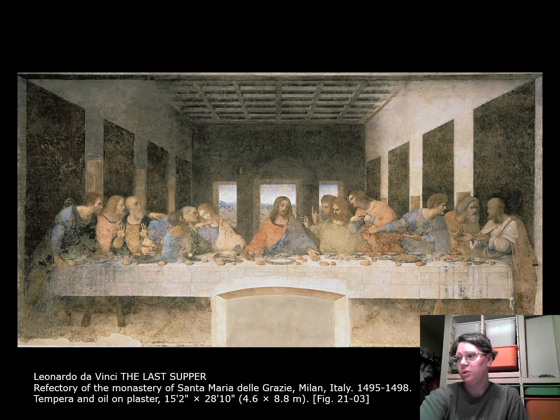This is Da Vinci's most iconic work, and probably one of the most famous works of art in the history of art, The Last Supper. It was created for a refectory in a monastery. A refectory is a place where the monks eat. It's sort of a dining hall in Milan, in Italy.